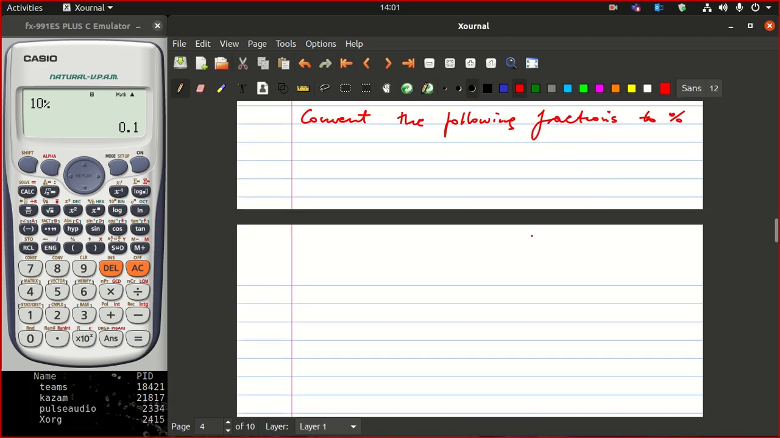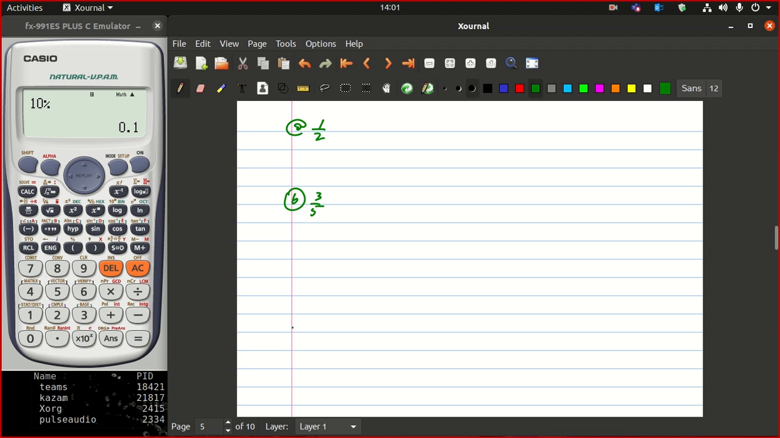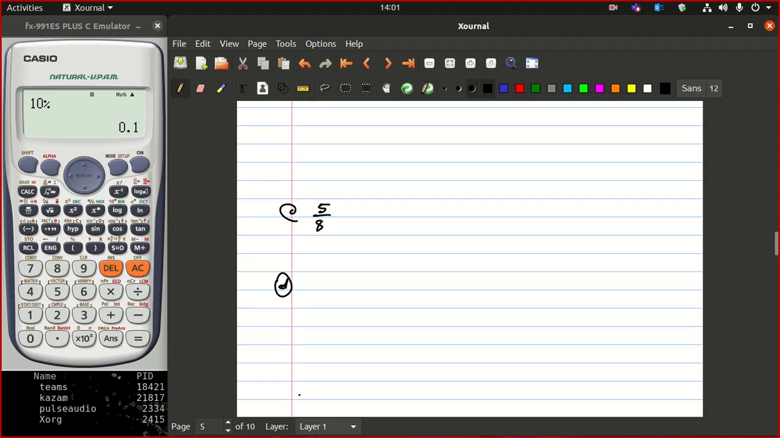So let me give you 2 examples and then see if you can do 2 by yourself. So we have an A there. A is going to be 1 over 2. And then I'm going to have my B. My B is going to be 3 over 5. And then I have a C. C is going to be 5 over 8. And then I have a D. My D is going to be 2 over 3.